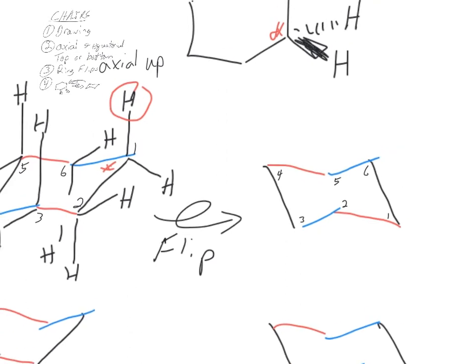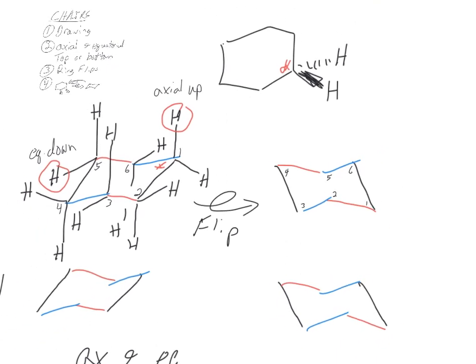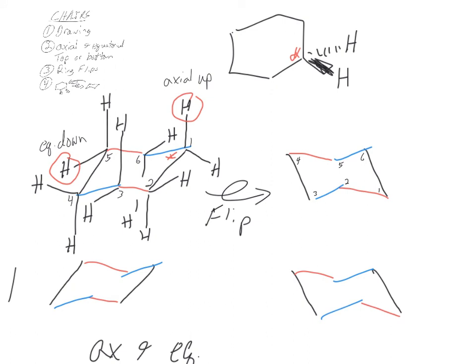Now remember, if you're up, you are always up. If you're down, you are always down. That doesn't mean you're always axial or equatorial, though. Up and down stay the same. Axial and equatorial will change on the ring flip. So what was axial now becomes equatorial.